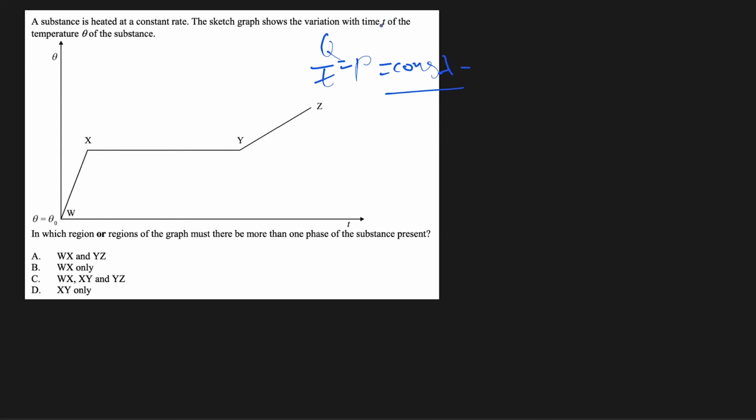The sketch shows the variation with time t of the temperature theta of the substance. So here they use theta as a temperature. In which region or regions of the graph must there be more than one phase of the substance present? Well, this is a change in temperature, and if there's a change in temperature, we're looking at a change in the kinetic energies. That means there is no change in the bonds, no change in the potential energies right now, as mentioned before. So that means that this must be just one phase of the substance. That means this could be a solid, this could be a liquid, but there's not more than one.